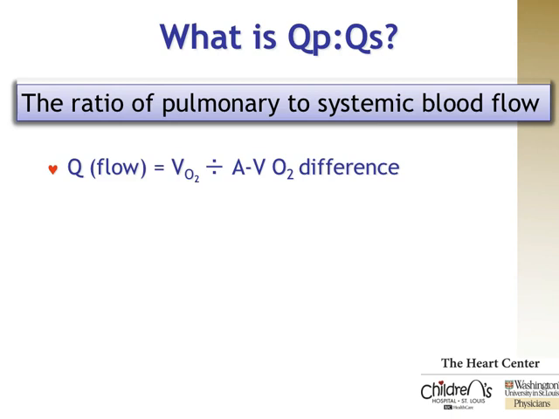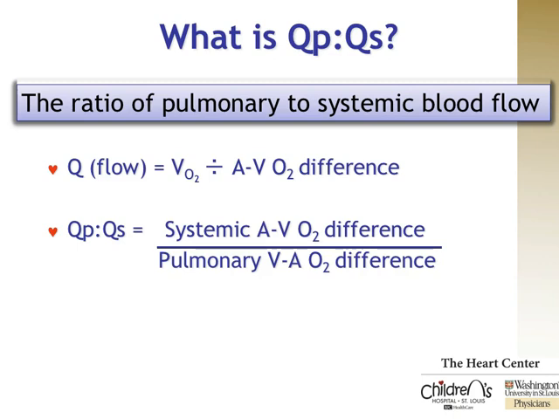Now, if we want to express things as a ratio of pulmonary and systemic blood flow, the amount of oxygen consumed is equal to the amount of oxygen that's packed onto the blood in the lungs. So those two values cancel each other out, and the ratio then reduces to a formula of the systemic AVO2 difference divided by the pulmonary AVO2 difference.